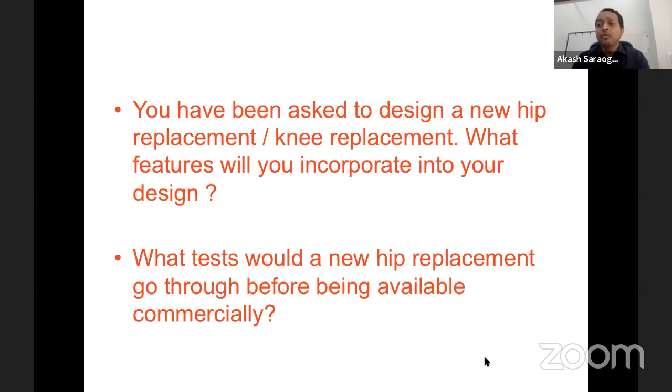We need an ethical approval. We need a licensing authority to regulate. And we need a small clinical trial. You cannot start using it in millions of patients from day one. So a very high volume center, which does a lot of joint replacements, will take up this implant. They will do a small clinical trial in a few group of patients, taking their approval.